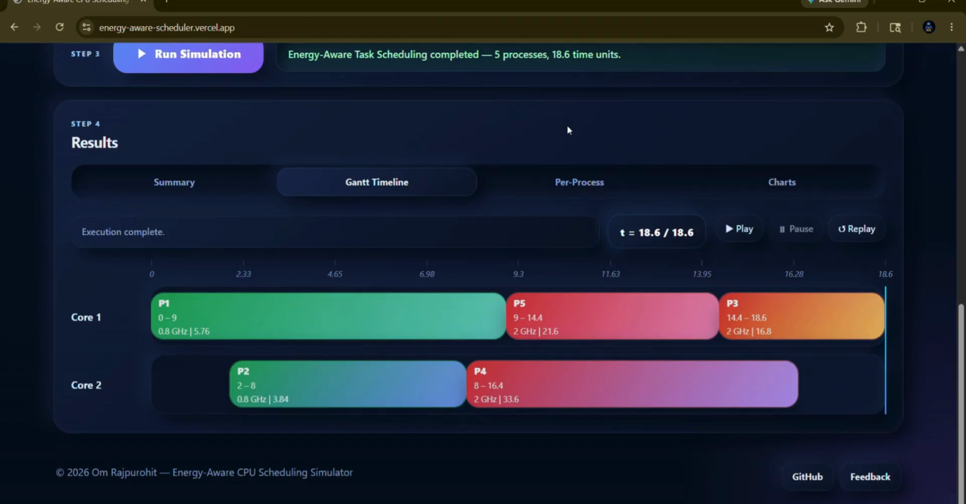while process 3, process 4, and process 5 had to run at 2.0 gigahertz to try to meet their deadlines. Now I'm coming to the processes.